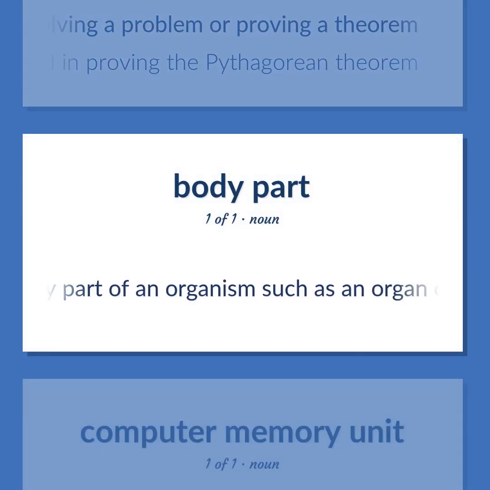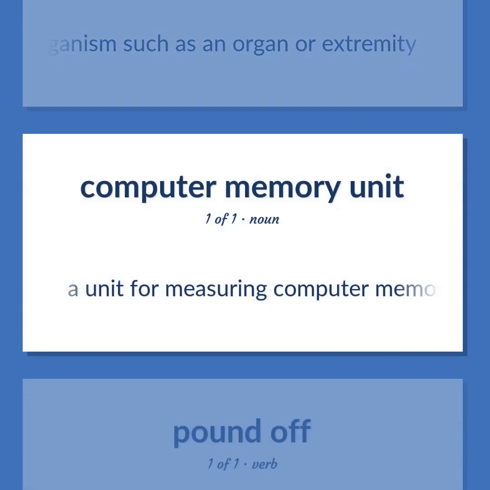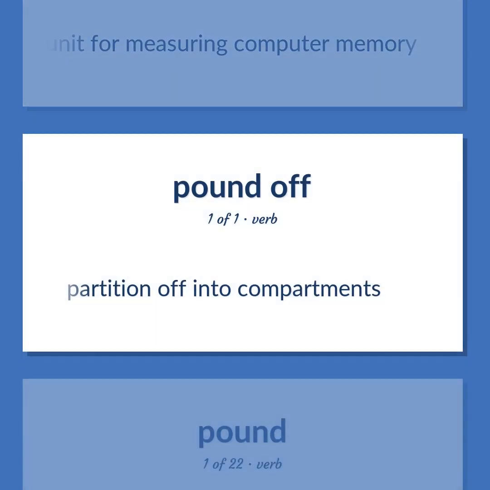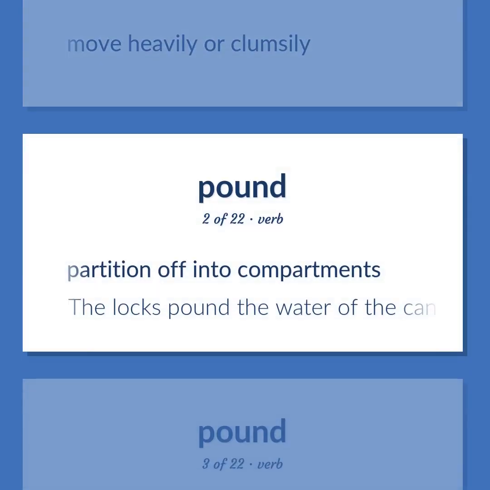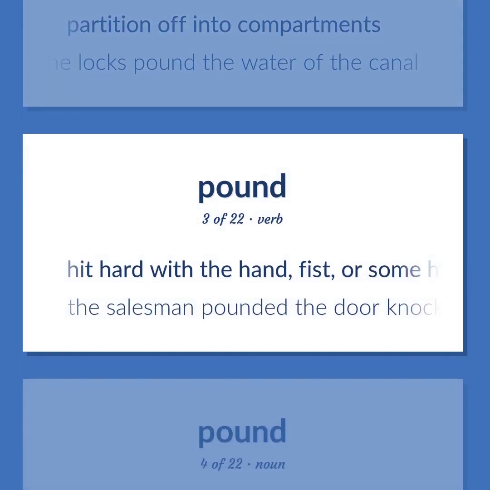Any part of an organism such as an organ or extremity. A unit for measuring computer memory. Partition off into compartments. Move heavily or clumsily. The locks pound the water of the canal. Hit hard with the hand, fist, or some heavy instrument. The salesman pounded the door knocker.